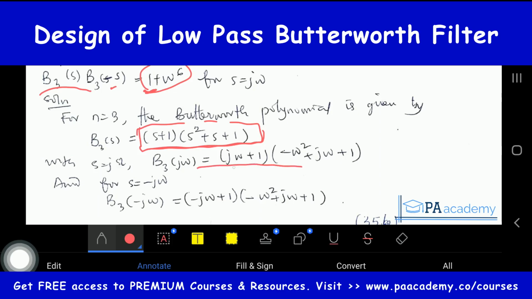Where we have s plus 1, we have it as j omega plus 1. Here we have s squared plus s plus 1, that's why we have minus omega squared plus j omega plus 1. So s squared, you are going to replace that with j omega squared, and that will give you minus omega squared. That's what is happening there. You're also going to do the same thing for when s is equal to minus j omega, and that's what you're going to get here.